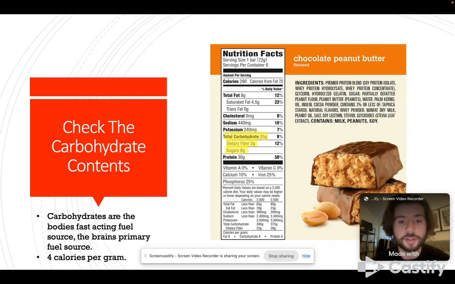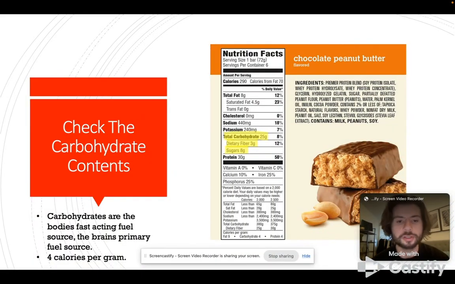Carbohydrates is basically a fancy word for sugar. So when you see sugar, think carbohydrates. When you see carbohydrates, think sugar and fiber as well. So in this particular protein bar, there are 25 grams of carbohydrates, three of which come from fiber, right?